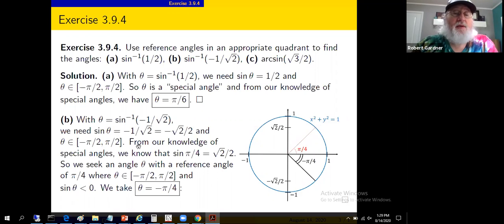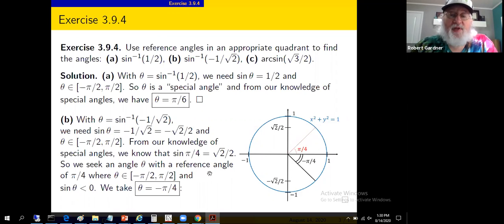And again, we need the angle to be in the range of the inverse sine function, between negative pi halves and pi halves. Okay, this time the sine's negative. Well, that's not an acute angle. That's not an angle in the first quadrant because its sine is negative. It must be an angle between negative pi halves and 0, so it must be a quadrant 4 angle.